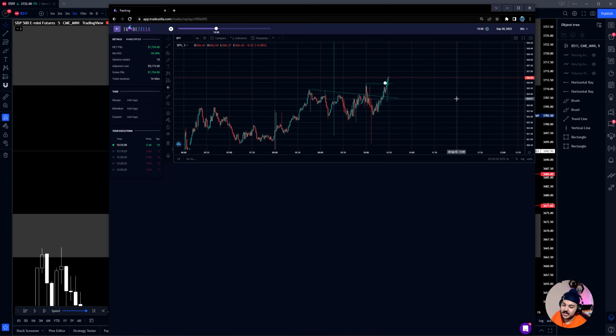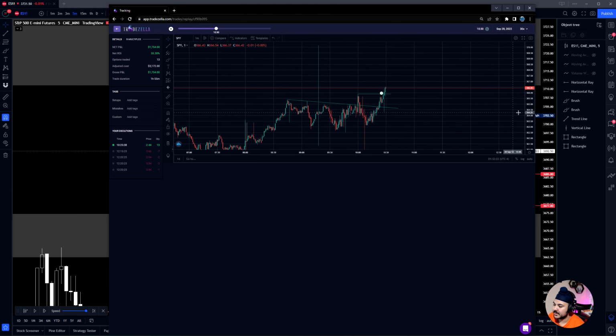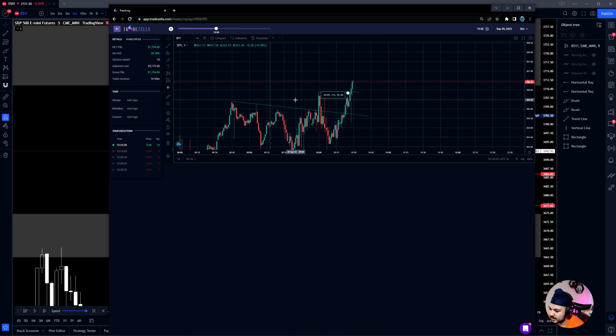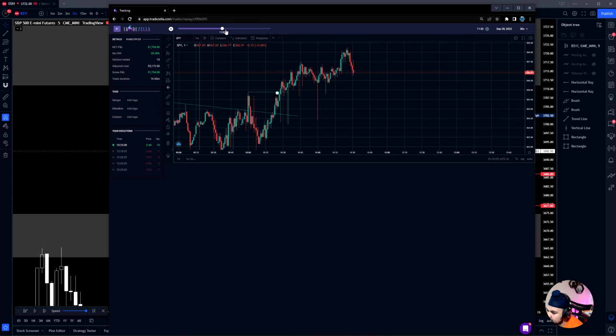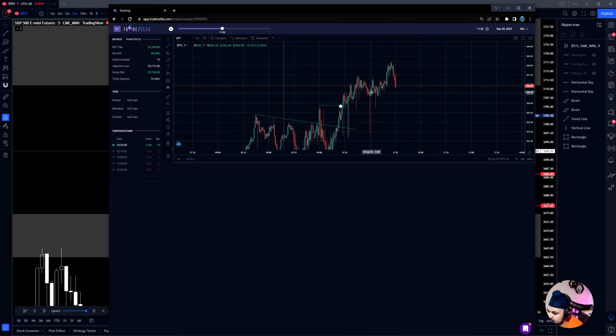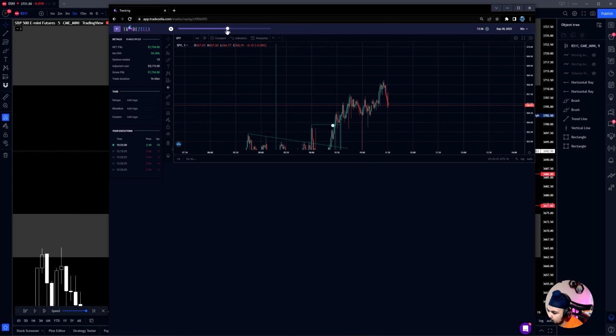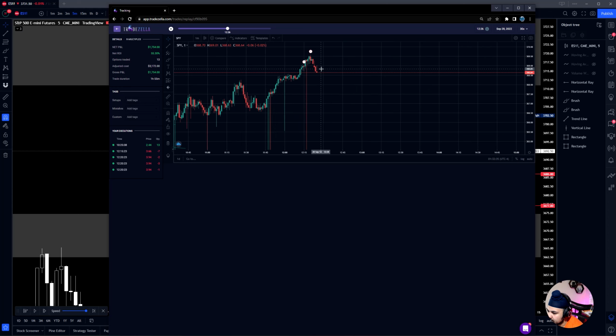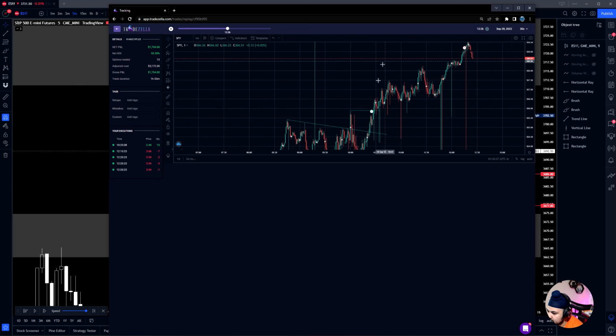Like, these are real gains. These are real trades I took, and I'm showing you guys this for full transparency. I'm just trying to be as transparent as possible. So you guys will see through all the bullshit, I held the position. And look where I took profits, right?